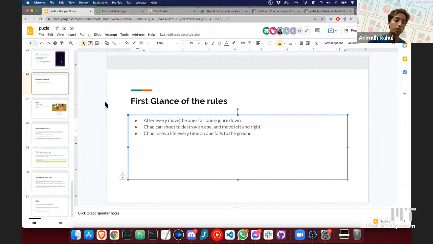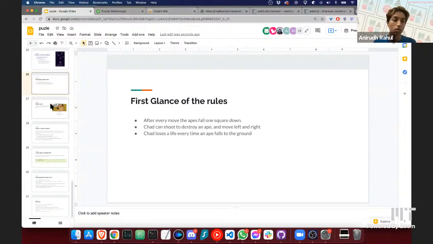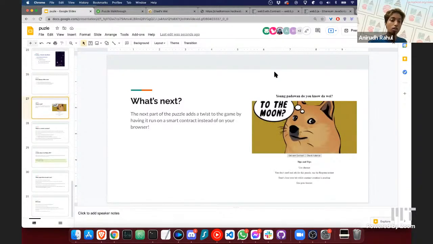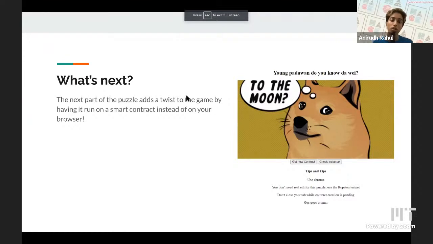So in the next part of the puzzle, we're going to be taking all of these principles to another level and applying them to a much harder and larger puzzle that you probably won't be able to solve by hand. So the next part also adds a twist, let me present, there we go. We're running the puzzle as a smart contract instead of it being on your browser. This adds another layer of complexity, another tool you have to learn to interact with the puzzle.